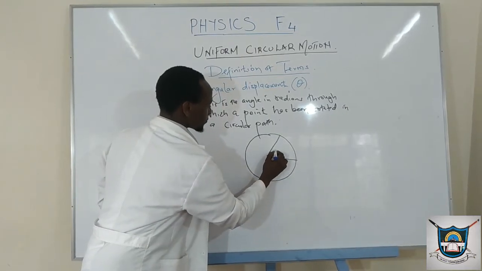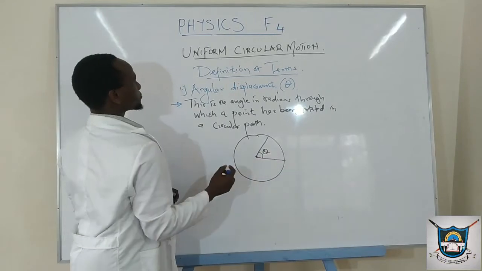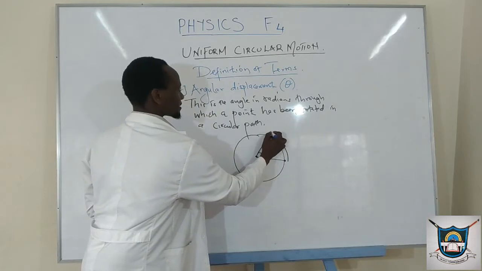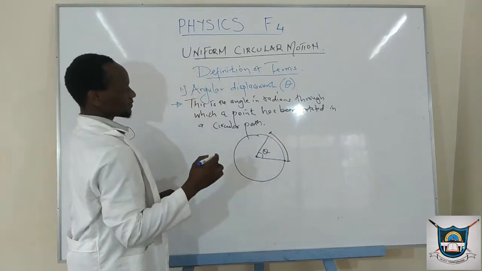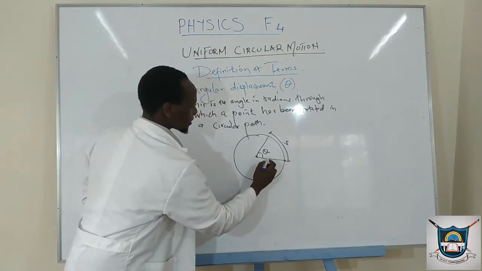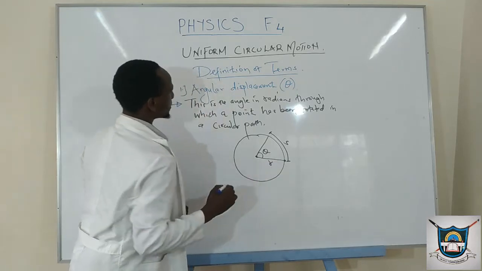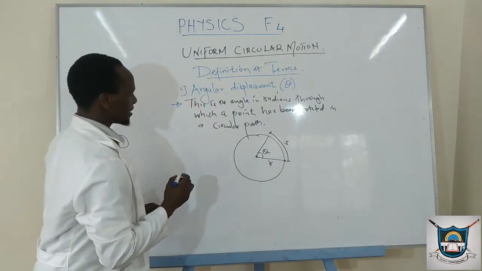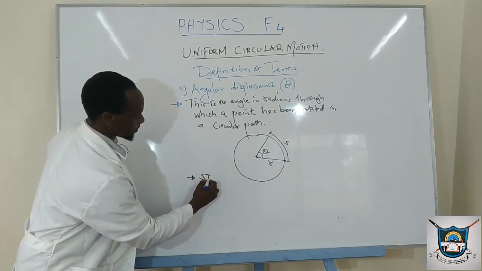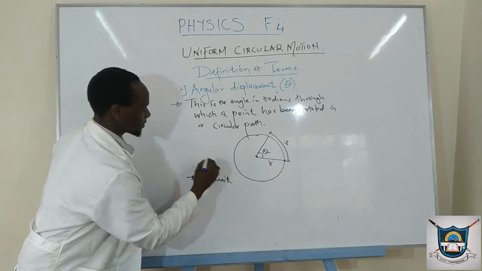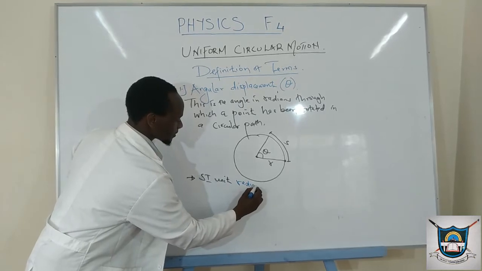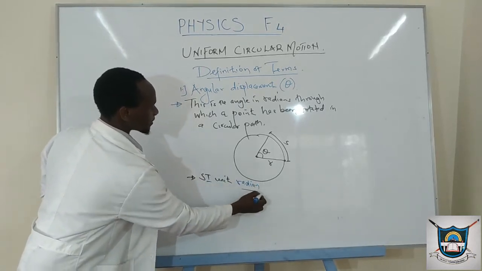and we include this angle here, this angle is what we call angular displacement, as long as it's a point or a line that has been rotated through a specific path. The SI unit of angular displacement is the radian.